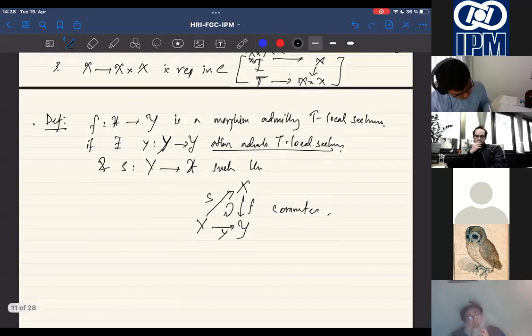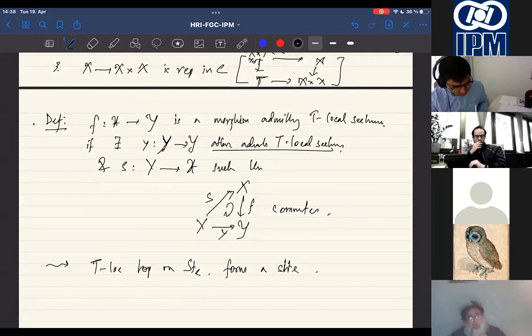And you can now define the τ-log topology on STC, and this forms a site. You can define the coverings like this, and you can show that this is a site because these are stable under pullbacks and compositions. Well, that's all the categorical machinery that one needs to have.